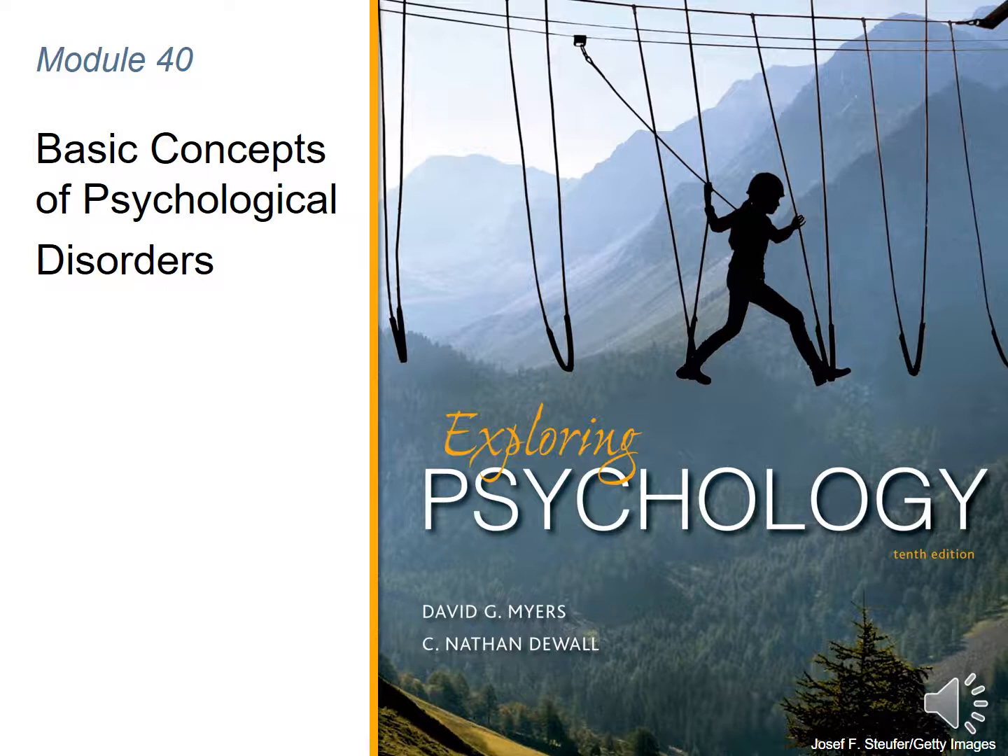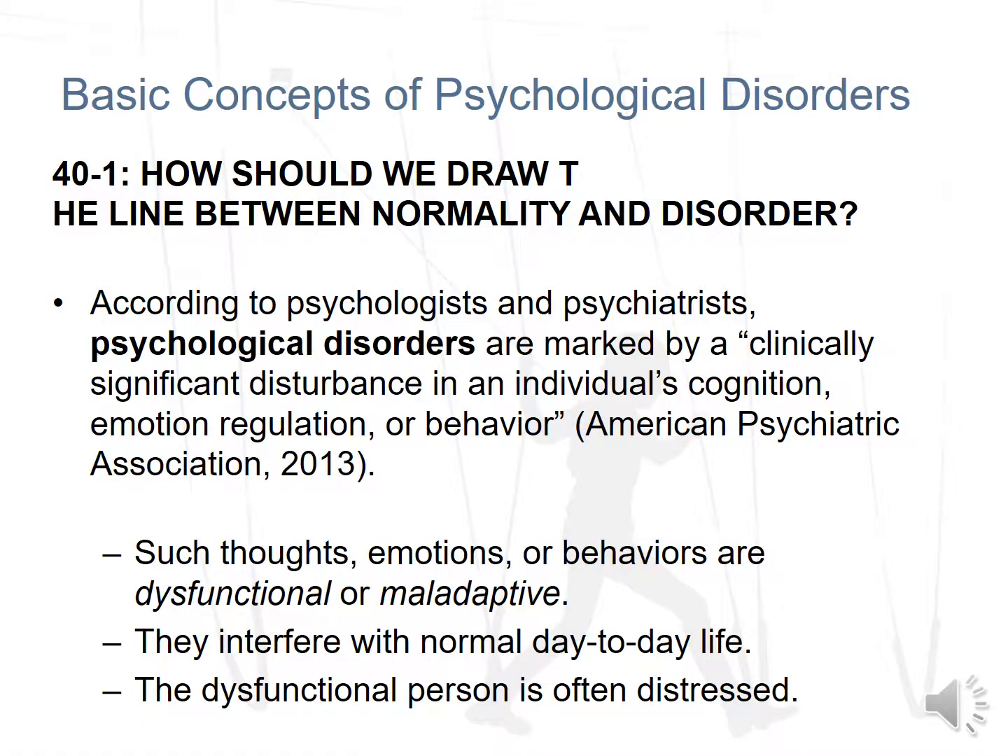This is where we will begin to review the background information that's necessary for us to look at some specific disorders in Modules 41 and 42. So the question is, how do we draw the line between normality and disorder?